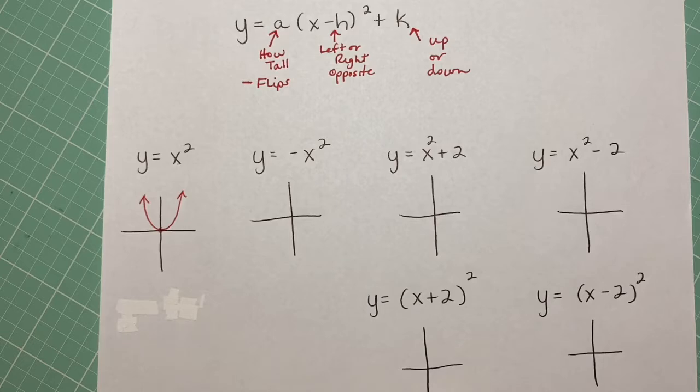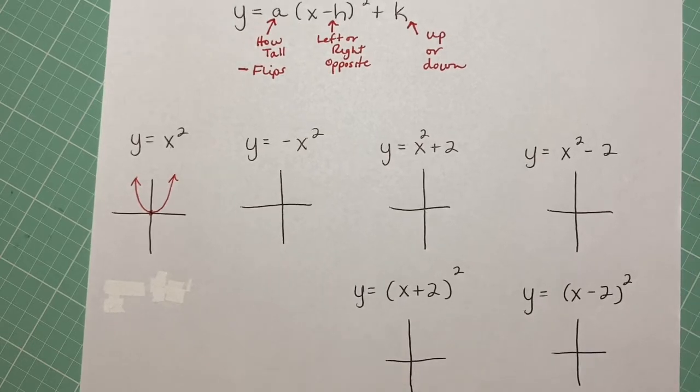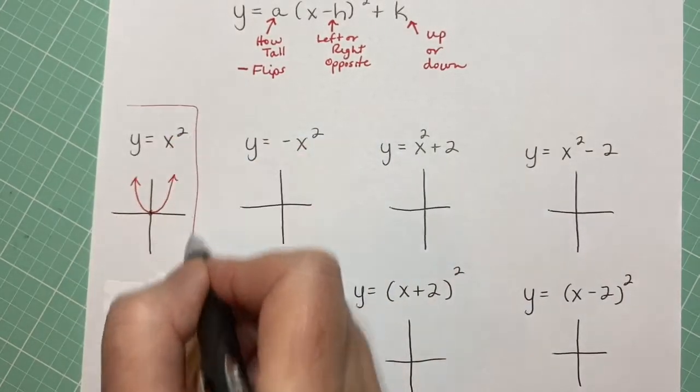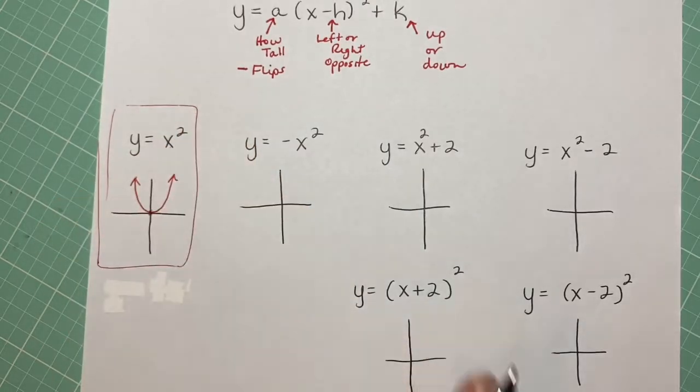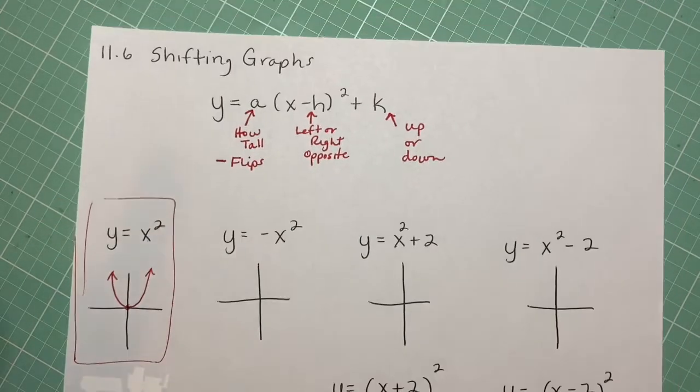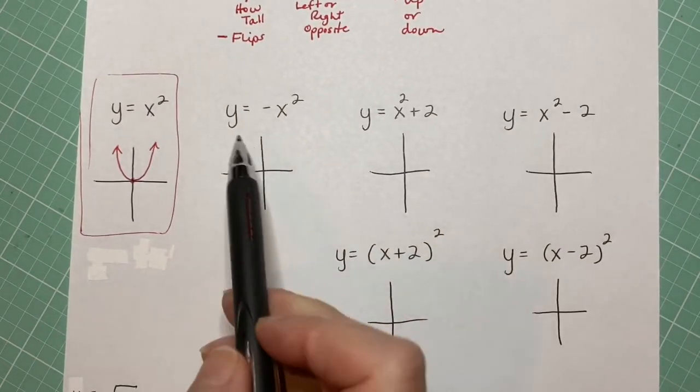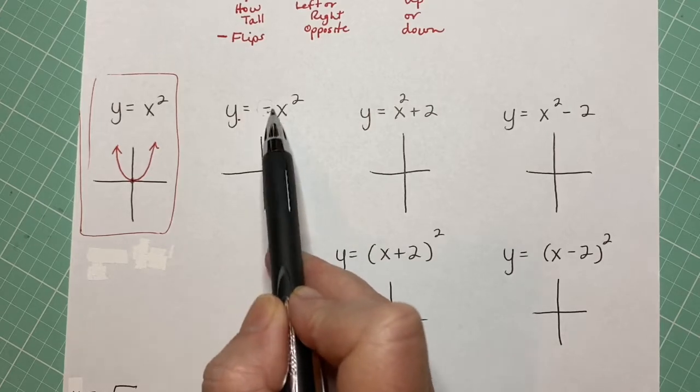But I'm just wanting you in this class to think about the basic look of the function and how it's going to move. So this is what they call a parent graph. This is what it originally always looks like. And now we're going to shift it and move it around. So let's look at this one. Y equals negative x squared.